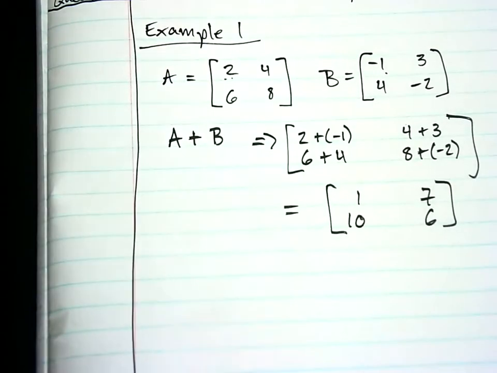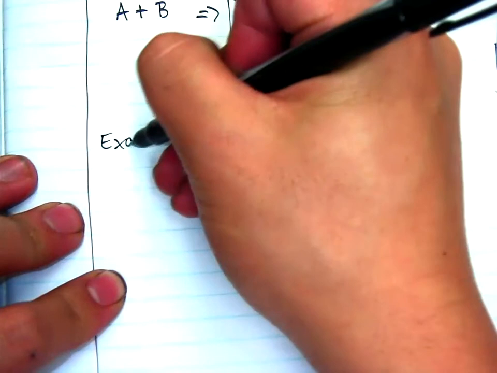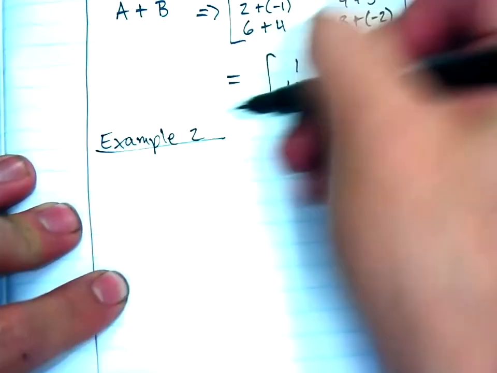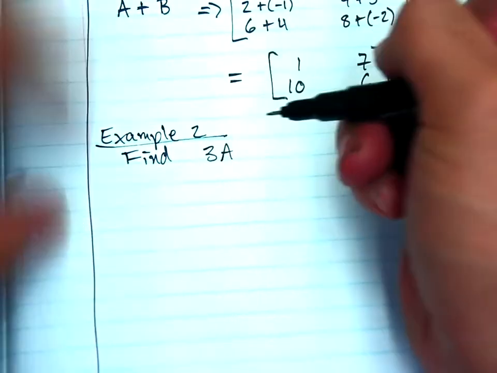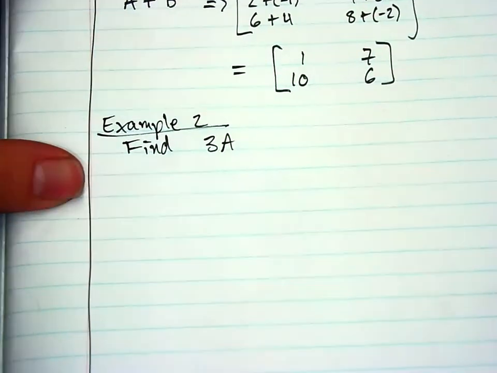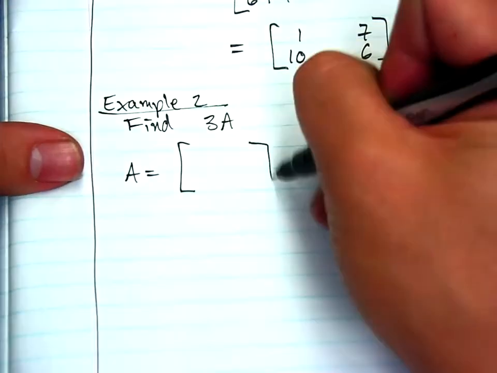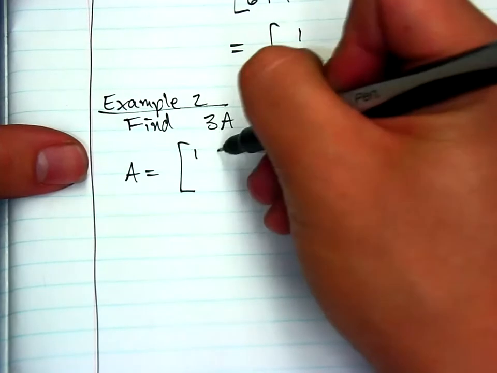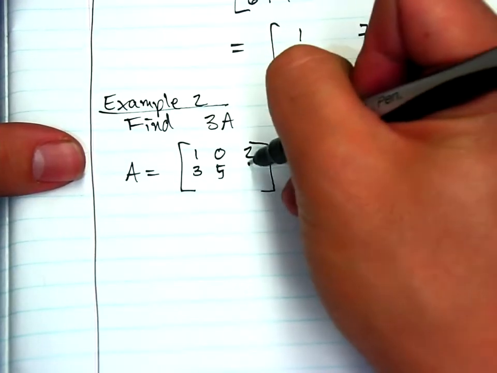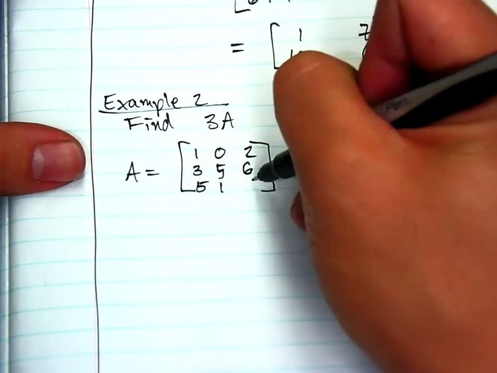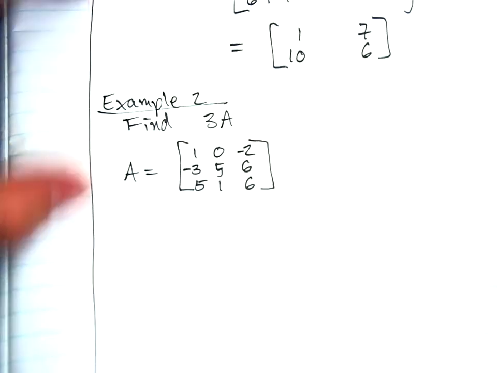So let's go ahead. Example 2. And my instructions are going to be to find 3A based on whatever A is. So in this case, we're going to have A be a 3 by 3 matrix. Let's go with 1, 0, 2, 3, 5, 6, and 5, 1, 6. Okay? And let's just throw in a couple negatives for the heck of it.